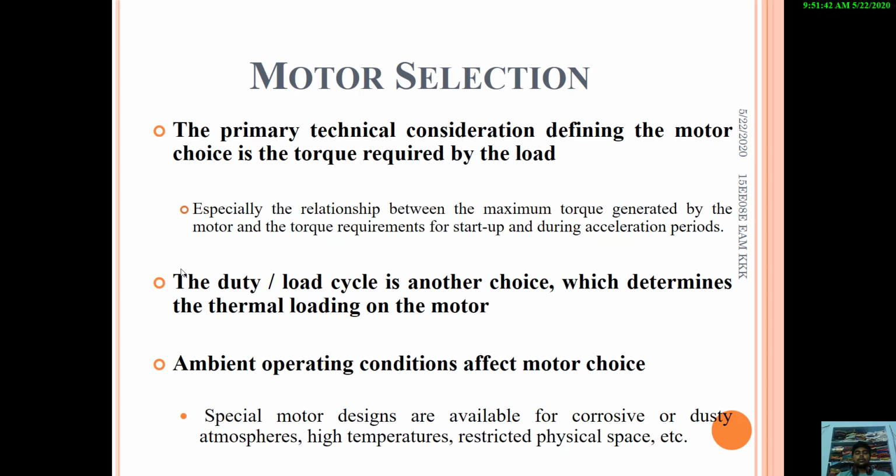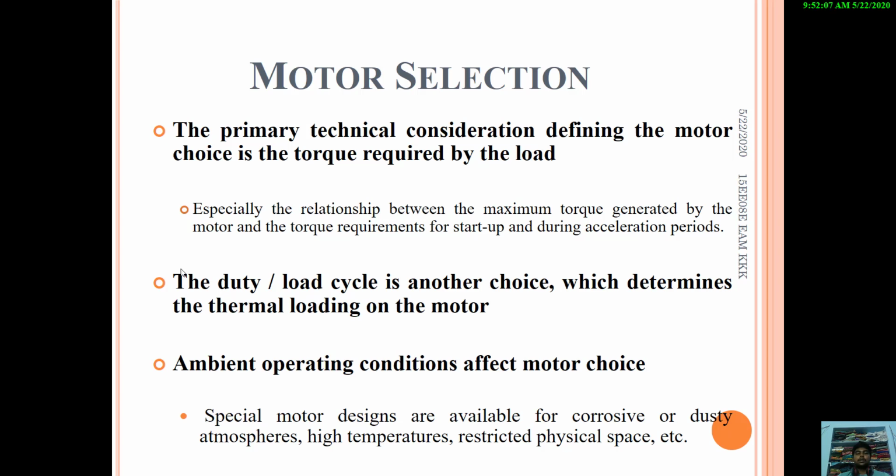And then ambient operating conditions affect motor choice. Special motor designs are available for corrosive or dusty atmospheres, or for high temperatures, restricted physical space, etc. That is ambient operating conditions. Based on the operating condition, that is based on the environment, we can purchase a motor.